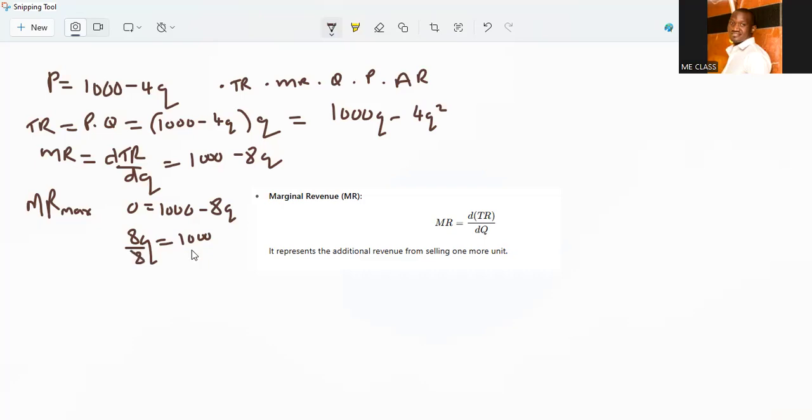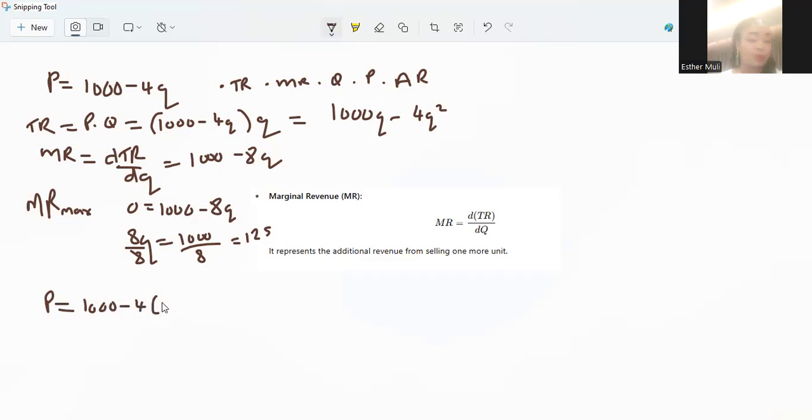So the value that will maximize our revenue in this case will be 1000 divided by 8. What do we get? 125. So this is our output. To find the price, you go back to the original price function, 1000 minus 4Q. Where there's Q, we put 125. So it will give us 500 as our final answer.